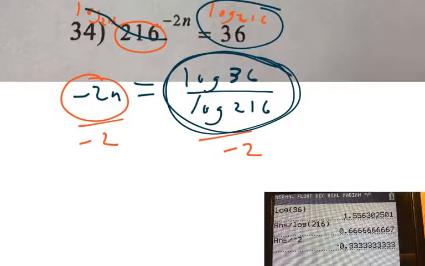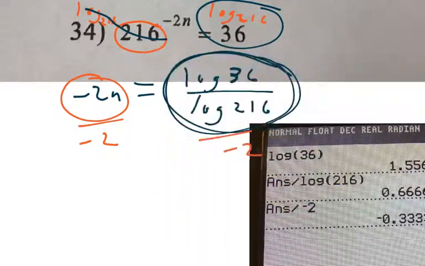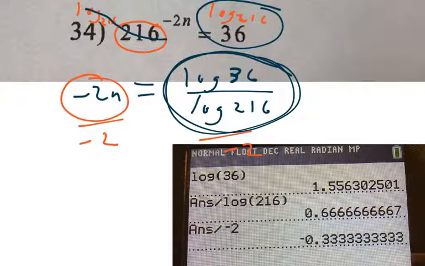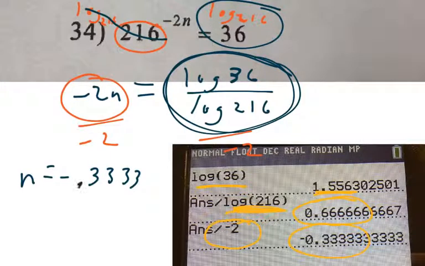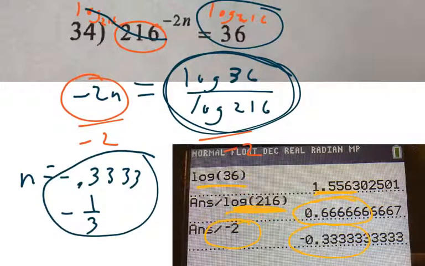So let's see what happened. I went ahead and did the log of 36, 1.556 and some change. I went ahead and divided by the log of 216, 0.66666. I divided by negative 2. I got negative 0.3333, so I know n is negative 0.3333, which is also known as negative 1/3. Pause the video one more time.